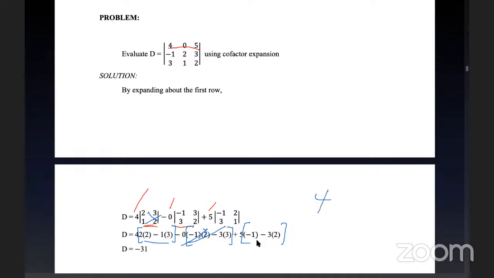And here you have negative 1 minus 6 is what? Negative 1 lang. Minus 6 is negative 7. So negative 7 times 5, so negative 35. Kaya tamang-tama na negative 31 yung sagot natin. Okay, this is how we do evaluating determinants using cofactor expansion. And cofactor is a signed minor.